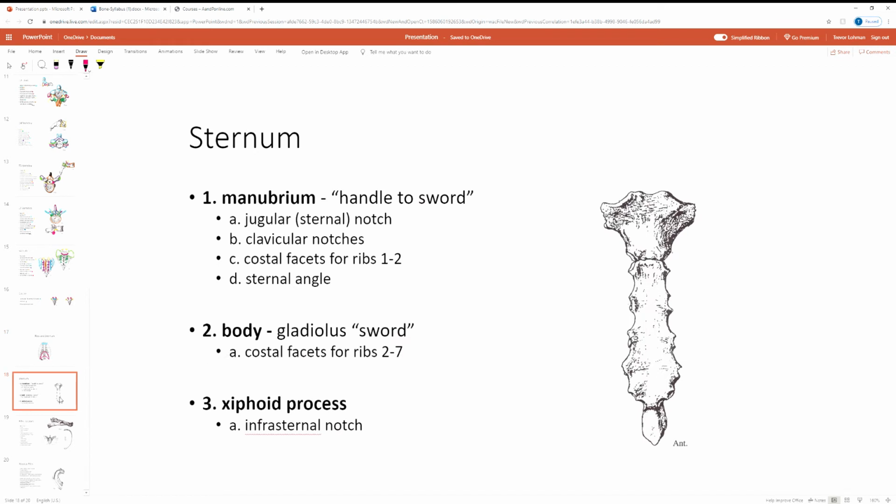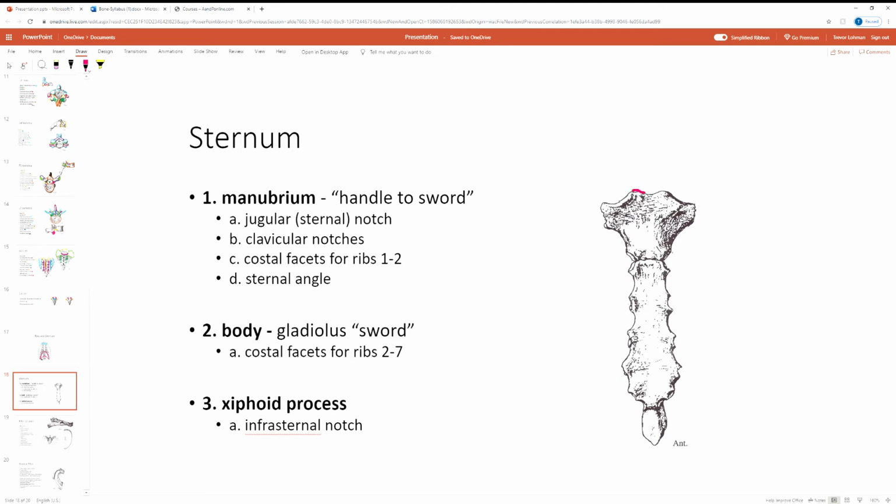So let's go ahead and look at our sternum. It's made up of three parts. It kind of looks like a sword, I guess. So they refer to the manubrium as being the handle of the sword, and the body is the actual blade of the sword. So let's label the jugular notch.